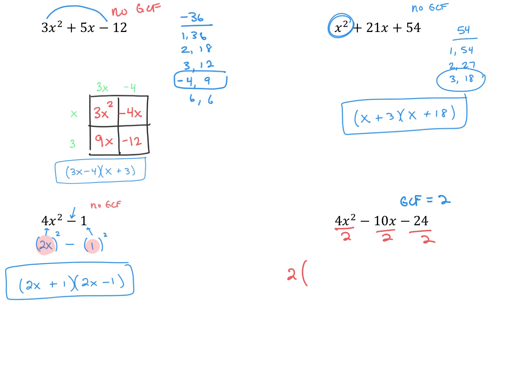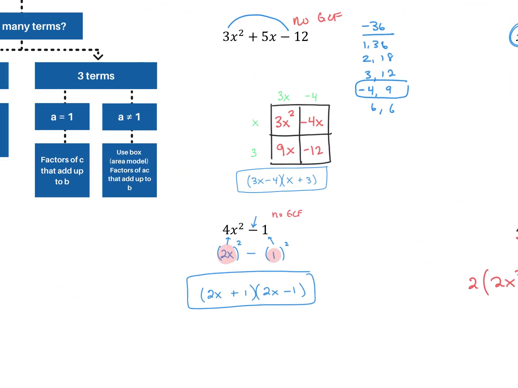4x squared, factor out or divide out a 2, and then we get 2x squared. Negative 10x, factor out or divide out a 2, we get negative 5x. And then negative 24, we factor out a 2 or divide by 2, we get negative 12. Okay, so now we have a factor of 2, and now we have this. We're going to see if we can keep factoring this.